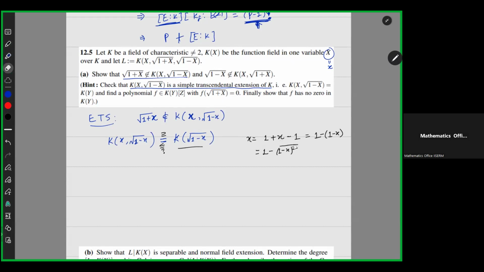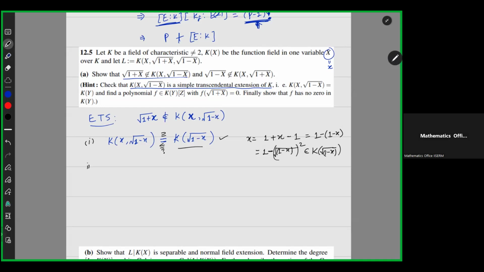Not like this. We're very close to this. Write a square root and then square it. Okay, so this belongs to k(root 1 minus x). Good. This equality follows from the first observation.